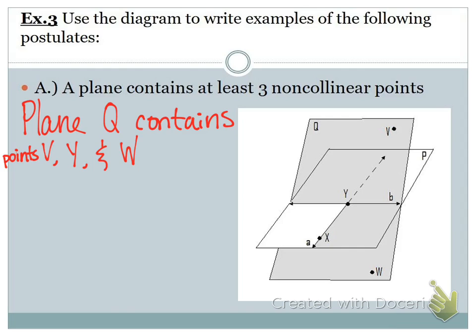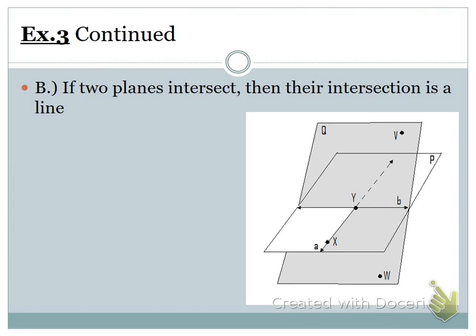That was not our only option. That might have been our only option this time because they didn't put 3 points in plane P. So if they'd put more points in plane P, we could have also used that one. All right, let's move on.